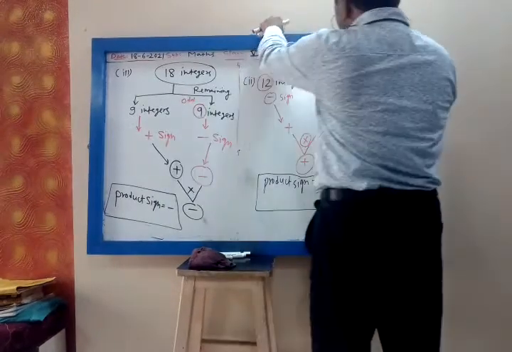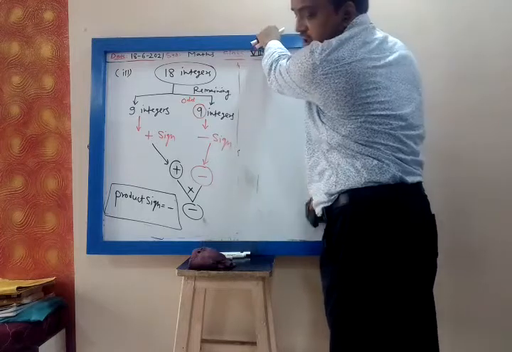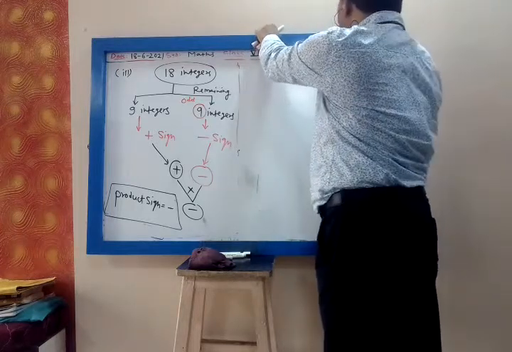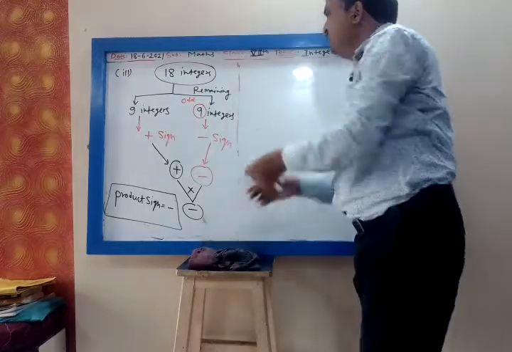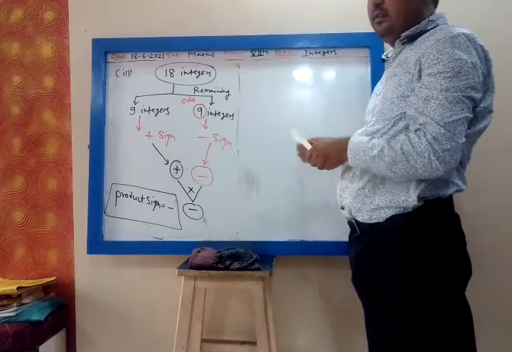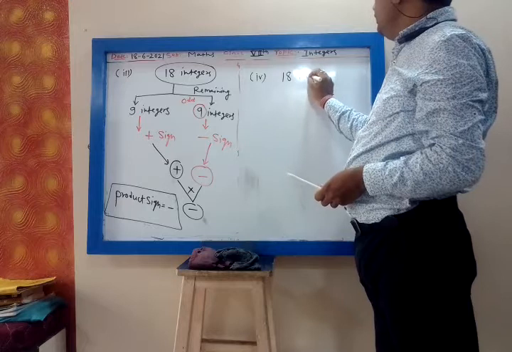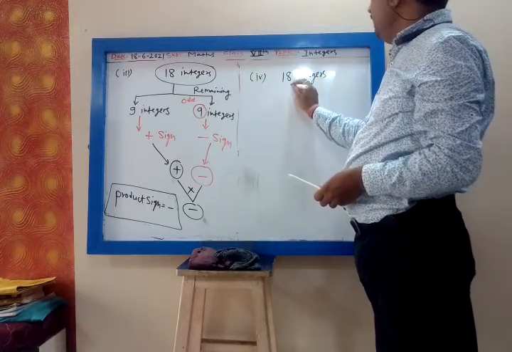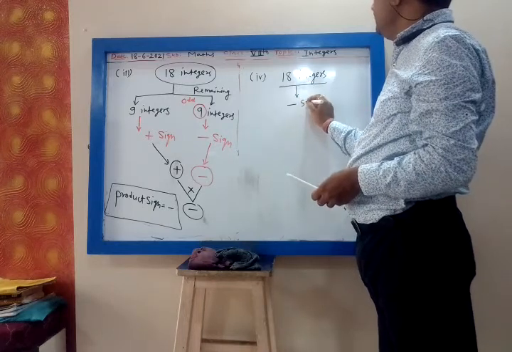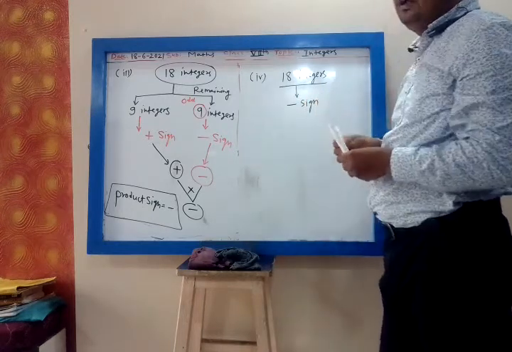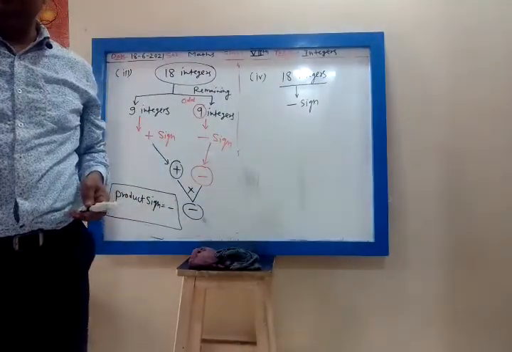Now next, the fourth one: all are negative. All 18 are negative. Total there are 18 integers, correct? And all 18 integers have minus sign.